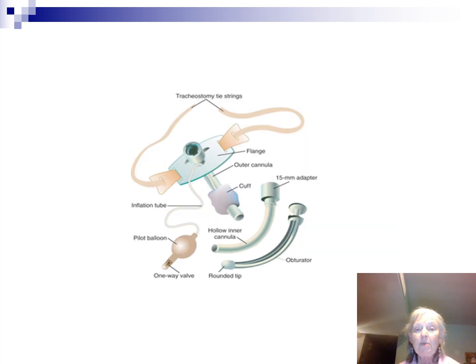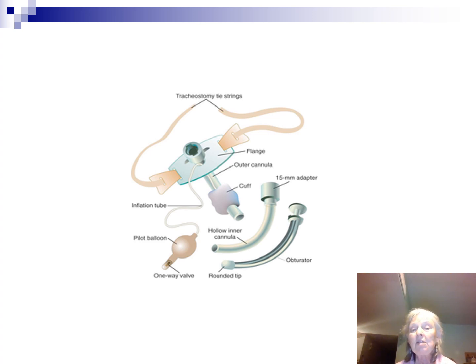And this is just a little bit more. You can see there are ties that go on the trach. This is what holds it in place for you. You have a flange. On this flange is the size of the trach. The size of the trach tells you what size inner cannulas you're going to put in this outer cannula.